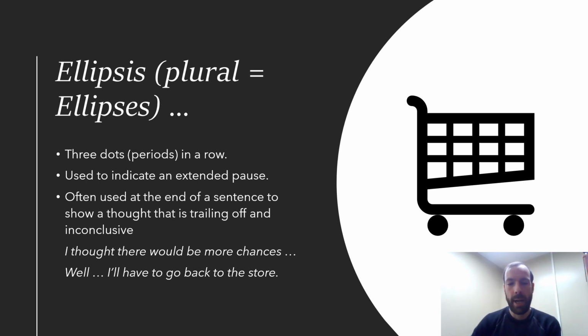Here's another example. Well... I'll have to go back to the store. So you can tell that after that initial well, the speaker is really thinking about how they're going to solve this problem. And after they think, after the ellipses, they decide they're going to go back to the store to solve their problem.